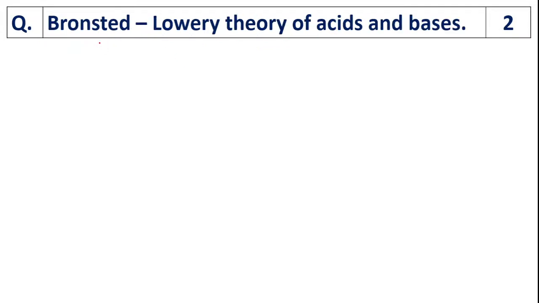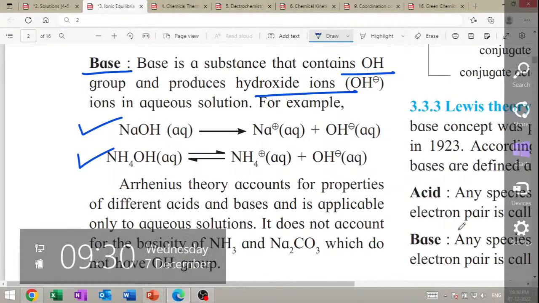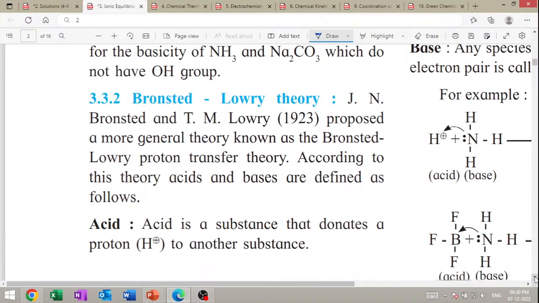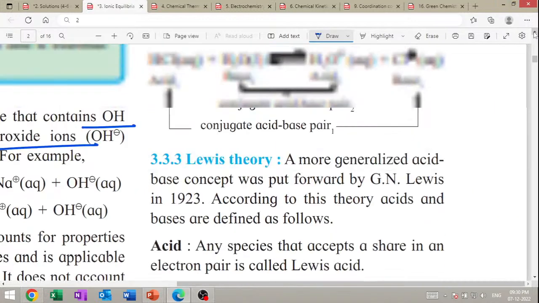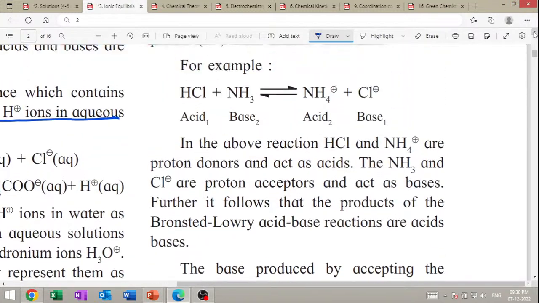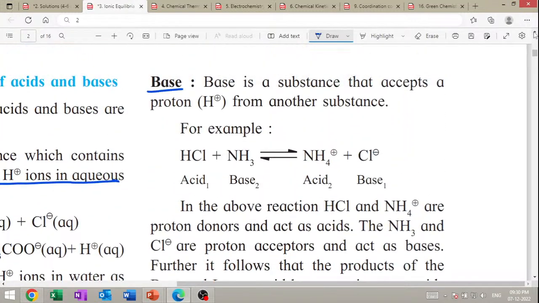Next is the Lowry-Bronsted theory of acids and bases, 2 marks. Just define. तर फक्त इथे तुम्हाला definition नोट करायचे, only definition and examples. Acid is a substance that donates a proton to another substance. Next is the base. Base is a substance that accepts a proton from another substance, and this is the example. Example for 1 mark, and the statement for 1 mark.